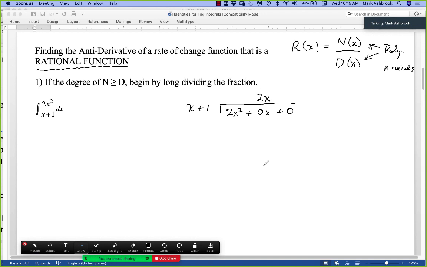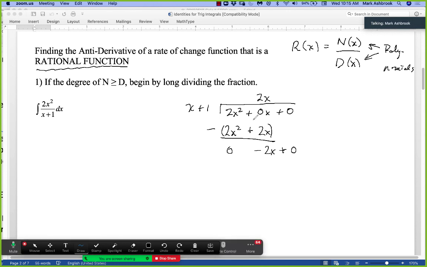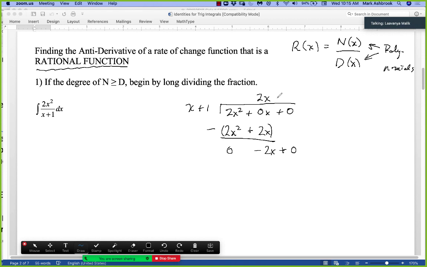I'm going to put that in the x to the first column, my linear column here. So 2x times x is my 2x squared. That's what I wanted. And then 2x times 1 is 2x. And now I'm going to subtract. So I get my 0, that was the point. I'm going to get minus 2x. And then I'm going to bring down the 0, just like long division. Then we say, what do I need to multiply x by to get negative 2x? Negative 2.